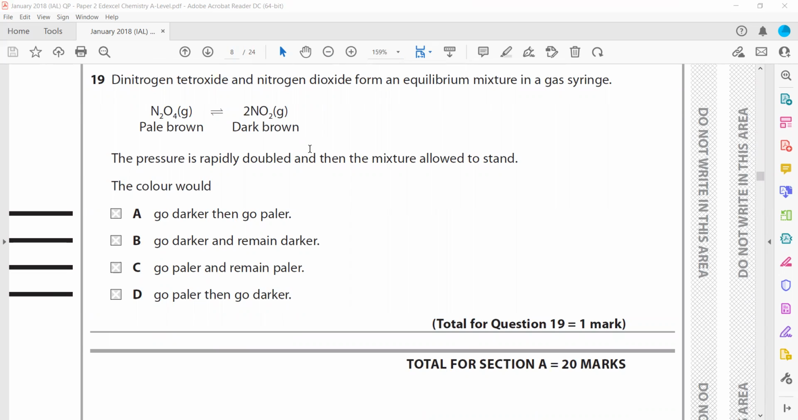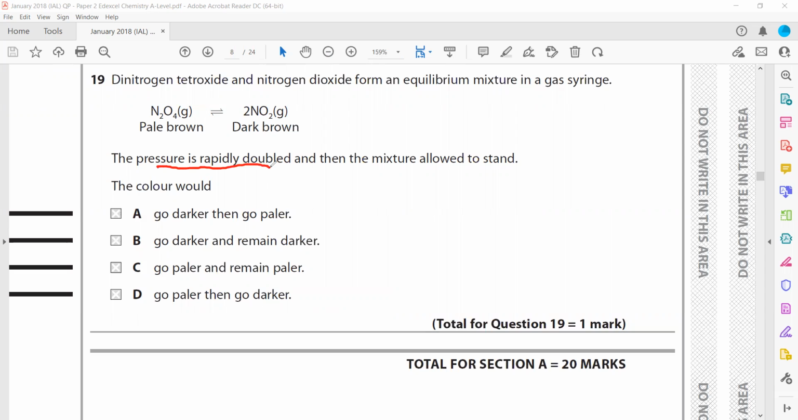Dinitrogen tetroxide and nitrogen dioxide form an equilibrium mixture in a gas syringe, as you can see. The pressure is rapidly doubled and the mixture is then allowed to stand. What will be the color? What will we observe here? If we increase the pressure, equilibrium always shifts towards the side where the number of moles is less.